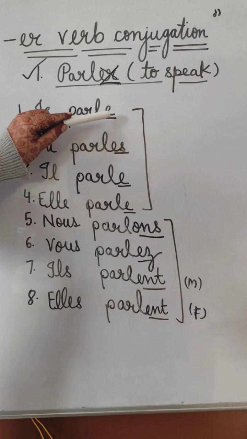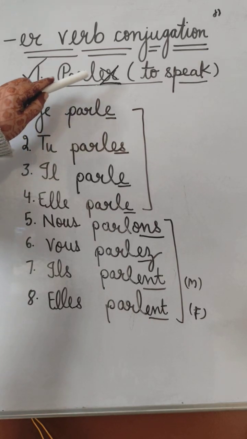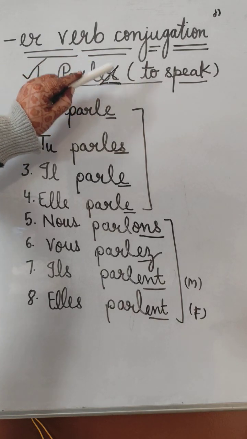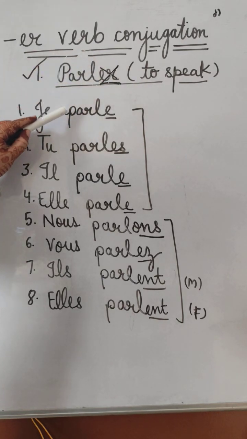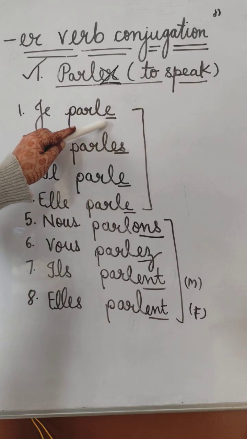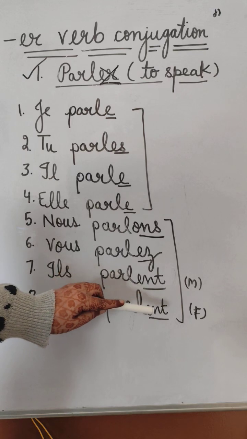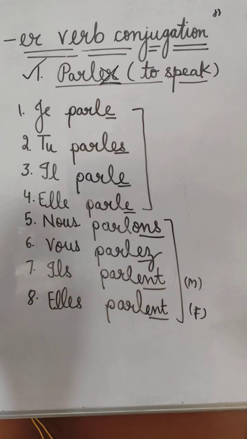What do you need to learn? First you need to learn this order 1 to 8: je, tu, il, elle, nous, vous, ils and elles. Next, what is the rule? Cut the ER and what is left? You will write here parl, everywhere you will write, and then add e, es, e, e, ons, ez, ent and ent. Now let's do the verb conjugation of another verb.